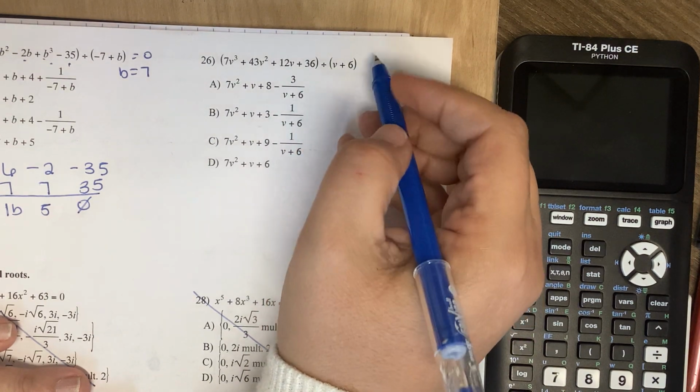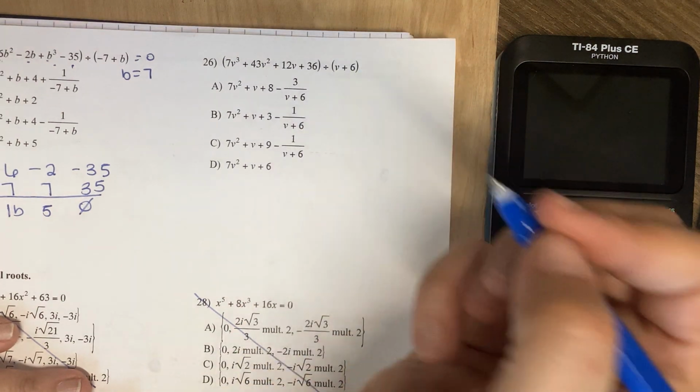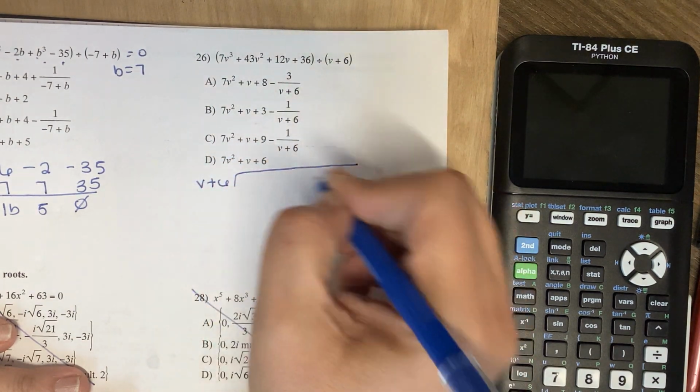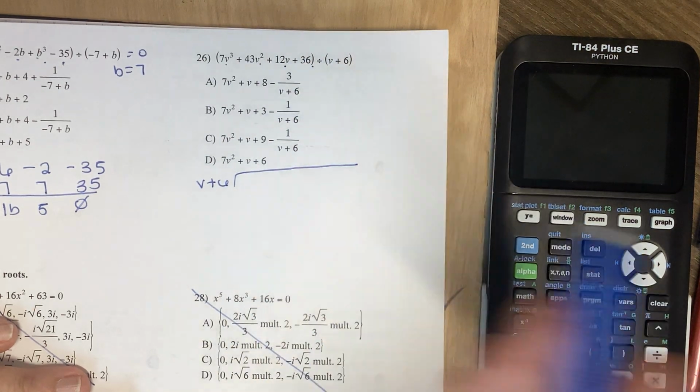Last but not least, synthetic or long? Long. So cubed, squared, 1, none. So we're good.